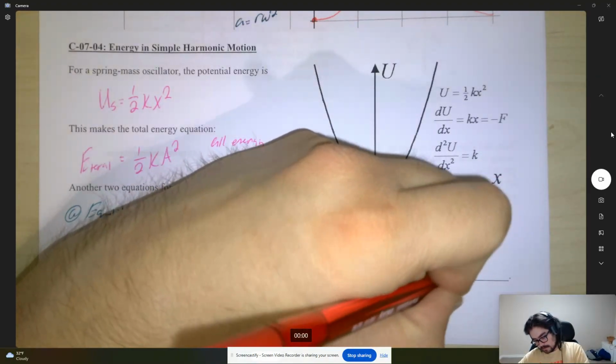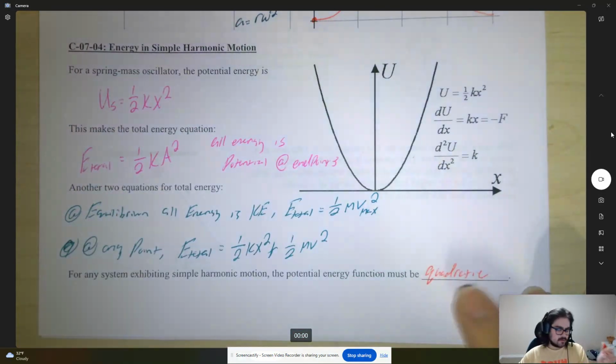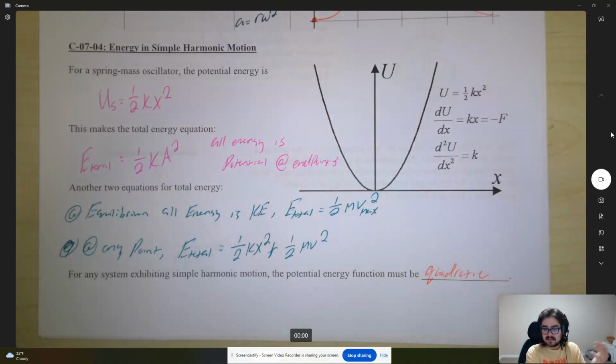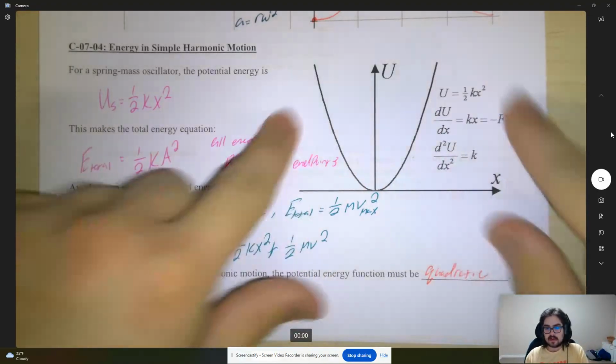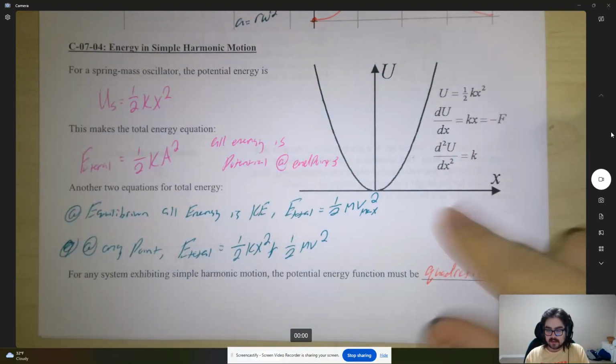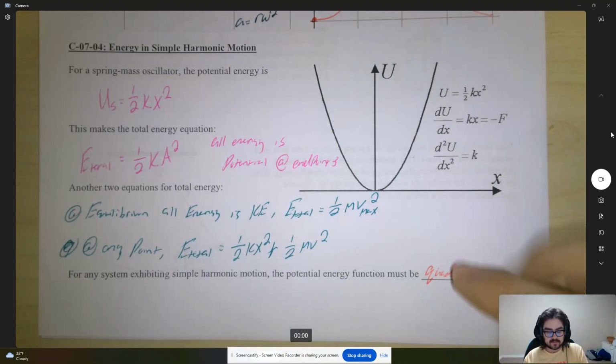But if a system is exhibiting simple harmonic motion, the potential energy function must be quadratic. We talked about that in the very first section, where it says that the potential energy function must be quadratic for simple harmonic motion. So that just means it's going to look kind of like a parabola, right? And you can see some of the stuff there.